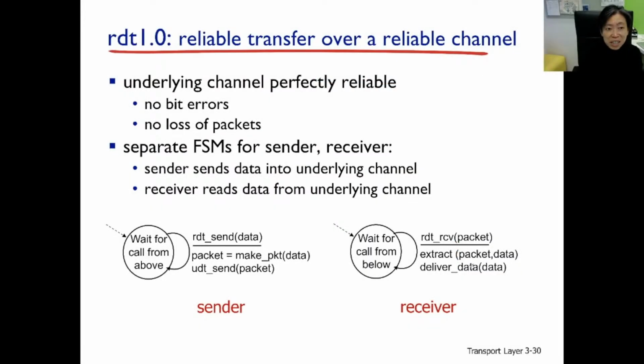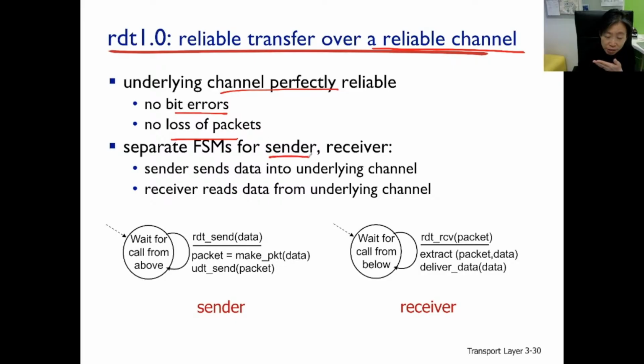Now, RDT 1.0, generation number 1. In this generation, the assumption is very strong. We're simply assuming that the underlying channel is reliable. As a result, for the sending side of RDT and the receiving side of RDT, there's nothing really that needs to be done. So the machine is very simple. This RDT 1.0 is just so that you are more familiar with the finite state machine notation. The underlying channel is perfect: no bit error, no lost packets.